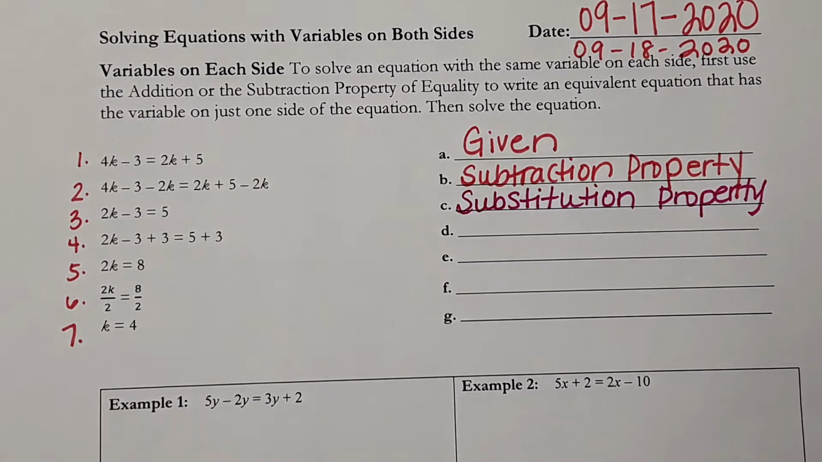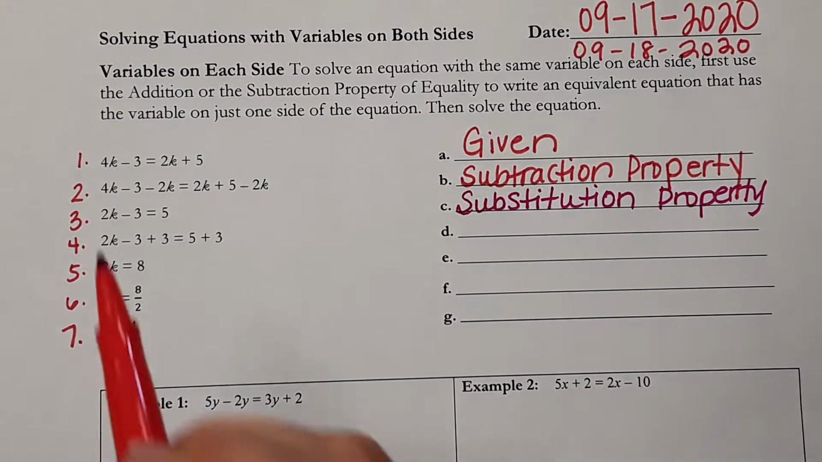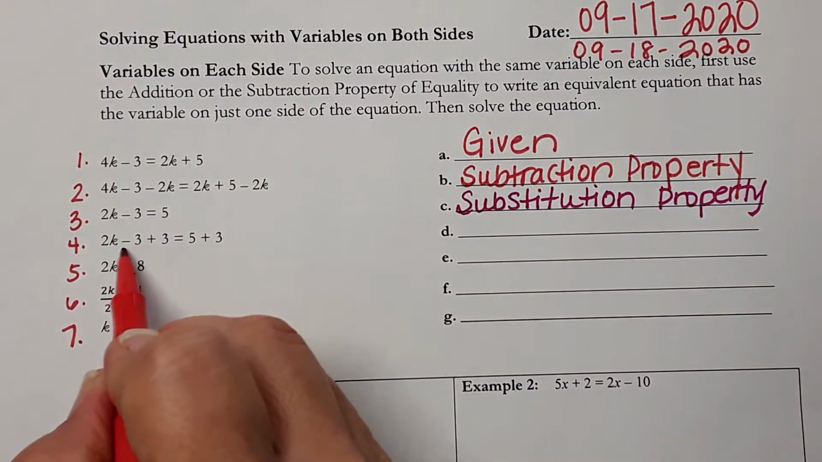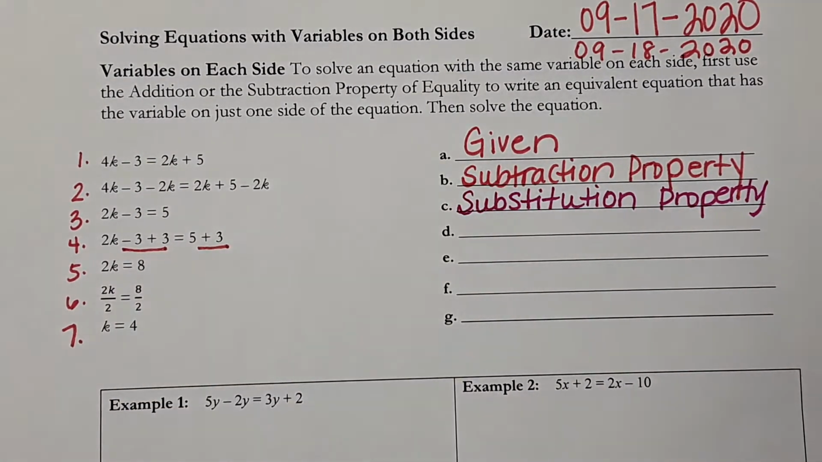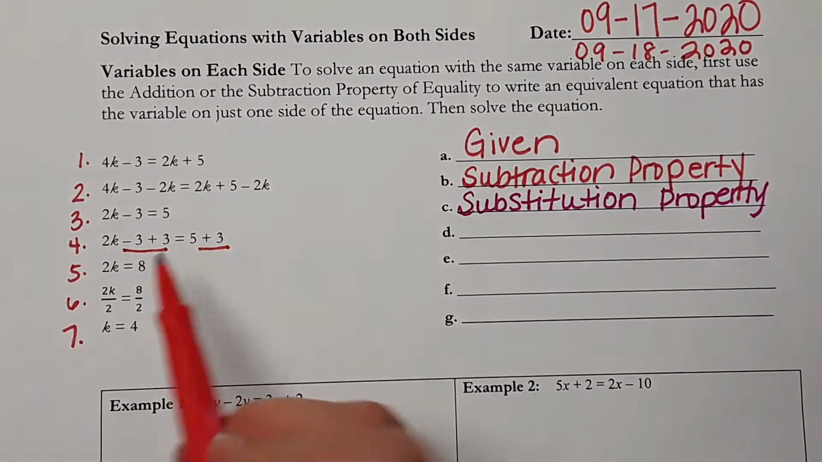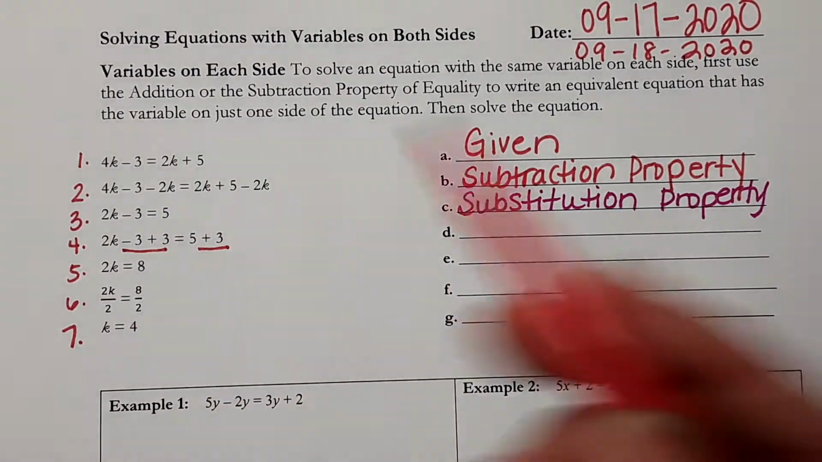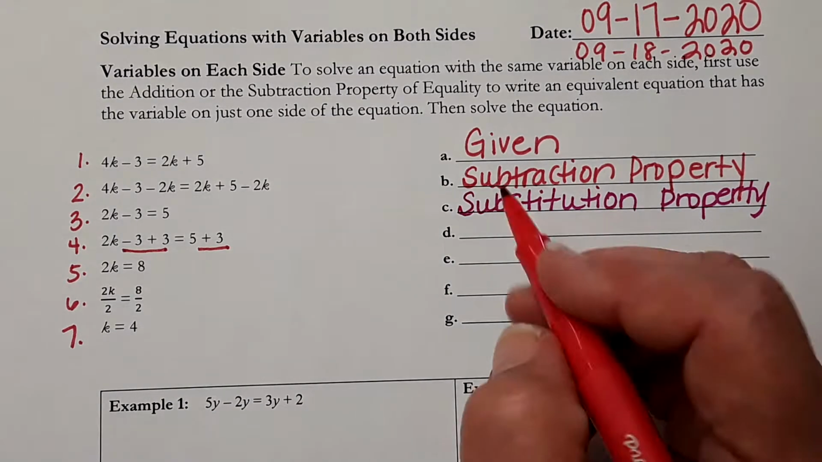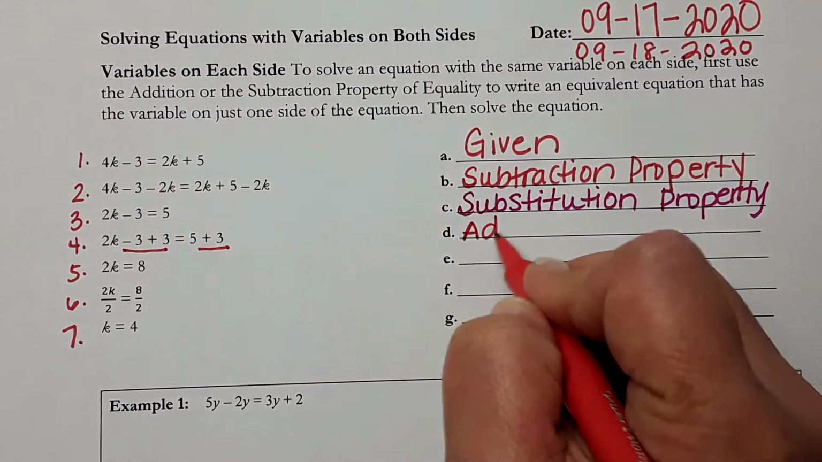So now what did we do? What did we do from step 3 to step 4? Well, yes, we did. So right here, we added 3. So what property do you think that is? Up here, we subtracted 2, and that was subtraction. So for adding 3, it's going to be, yep, it's the addition property.